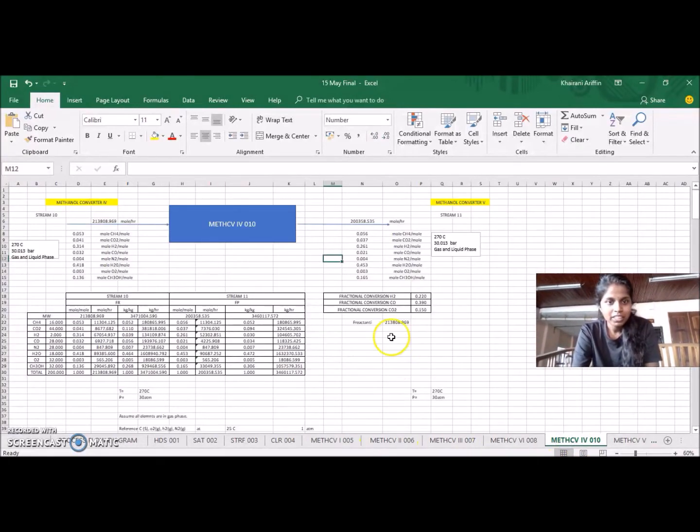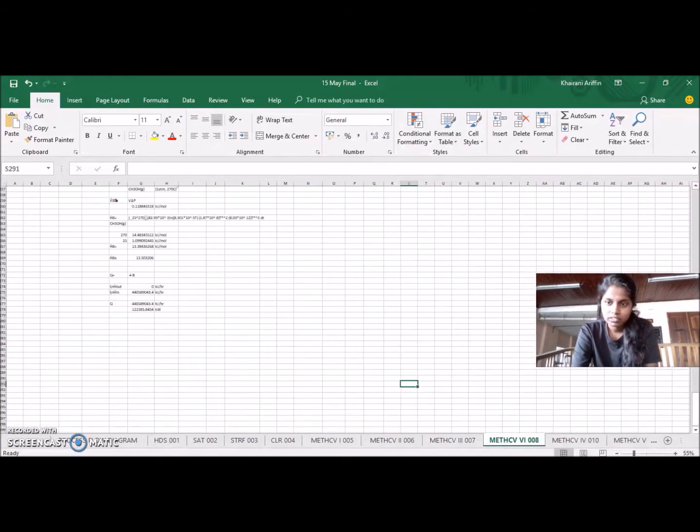So this is the mole for inlet and mole for outlet, otherwise it is the same. And then the Q we got is 0.